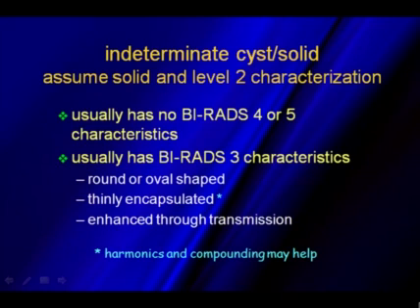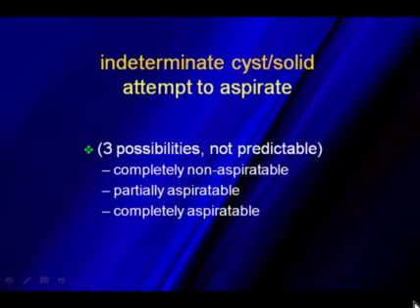So assume solid level 2. What we want to do is usually it has no BI-RADS 4 or 5 findings. BI-RADS 3, what we're going to be looking for is round or oval shape, thinly encapsulated with enhanced through transmission. And once again, harmonics and compounding may be helpful for looking at that nice thin border that does surround it.